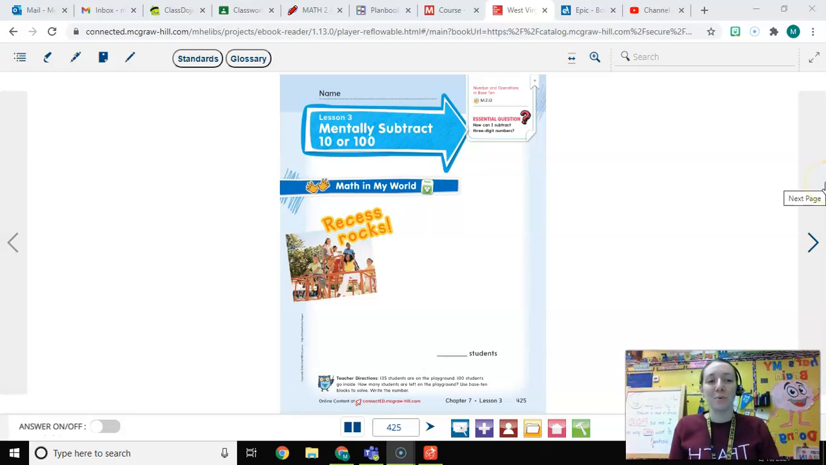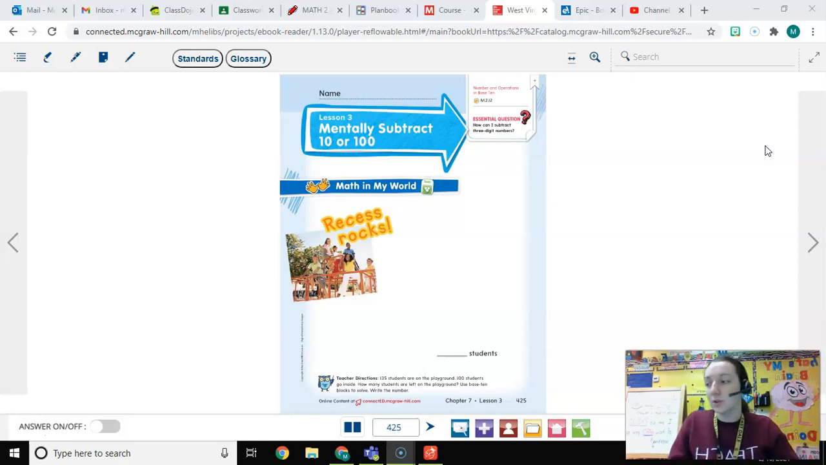Hi friends, today we're going to be working on lesson 3 in our book, and this is all about mentally subtracting 10 or 100. So we've mentally added 10 and 100 in the past, so you're doing the same thing just in reverse. So instead of the tens place getting bigger by 10, it will get smaller by 10, things like that, okay? So open up to page 425 to follow along, okay?